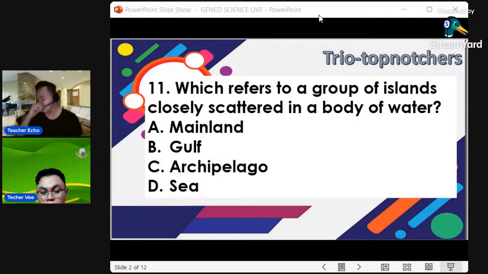Okay. Please read again the question para hindi po tayo maligwak. Okay, again, yung islands po, scattered siya sa bodies of water. Anong tawag nito? A. Mainland. B. Gulf. C. Archipelago. D. Sea. Okay, sigurado na ba na Gulf? Okay. So sa mga nag-Gulf dyan, raise your hand and sampalin yung sarili. Char. Okay, joke. Okay, ang tamang sagot po is archipelago po. Okay, archipelago po.